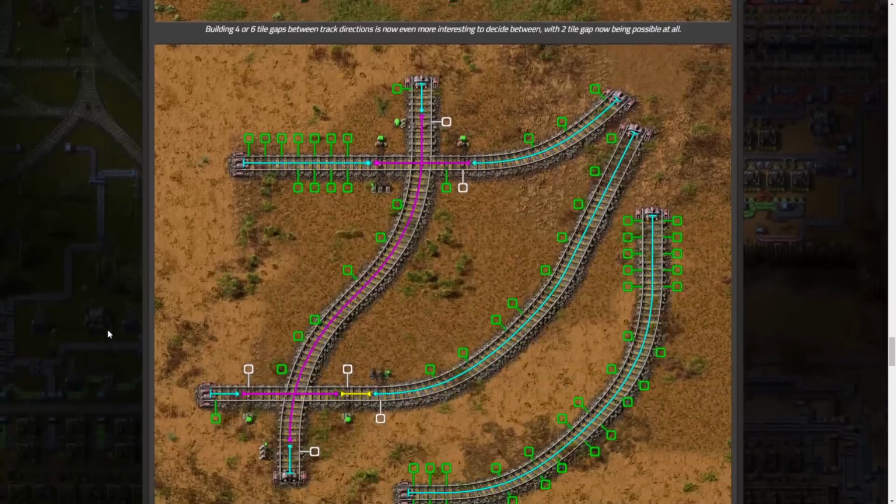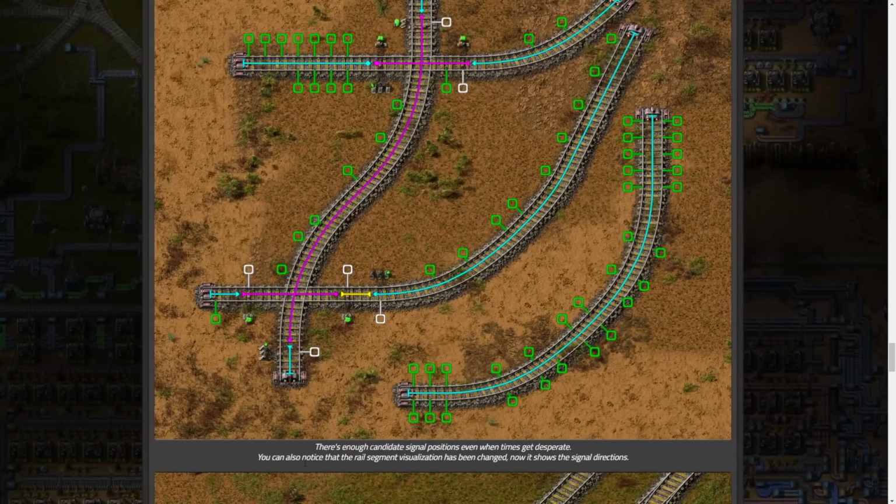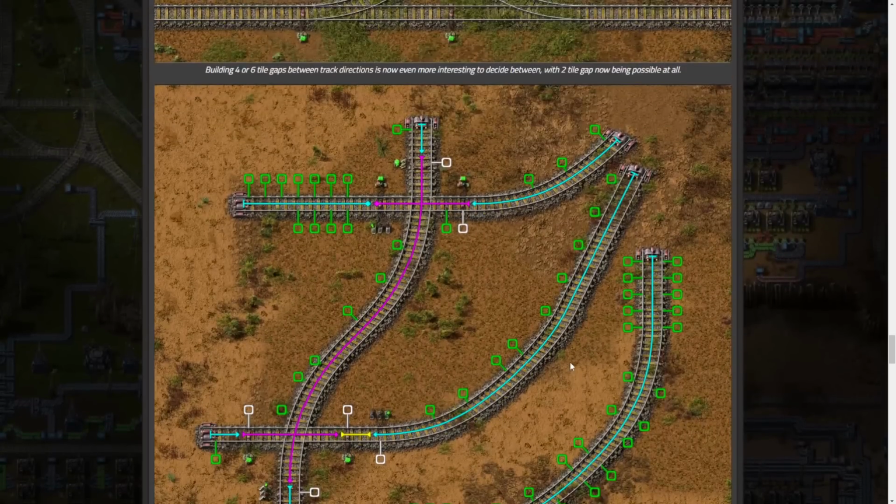And then we go over here, and there's a few things to notice. So there's enough candidate signal positions even when times get desperate. And you also notice the rail segment visualization has been changed. Now it shows the signal directions, which to me was a little not intuitive, but it wasn't quite as obvious as I was hoping it to be. Obviously they can't just make these gigantic arrows. I think once we get used to it, it'll be fine, or it's just a me issue.